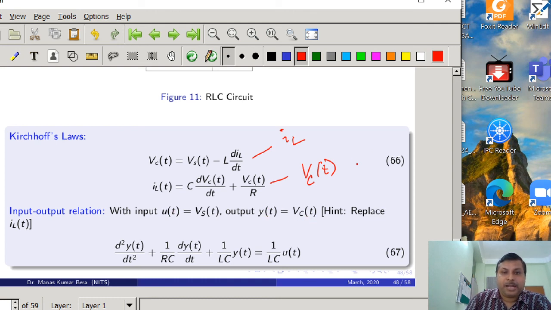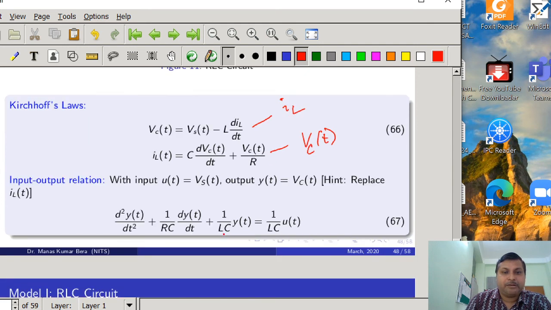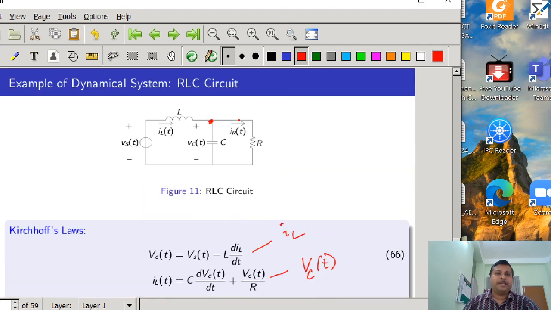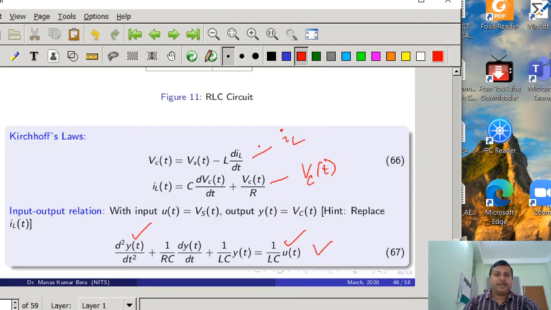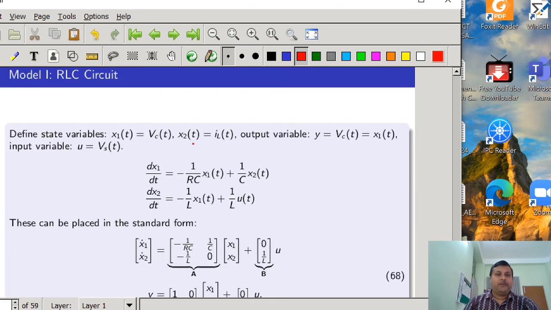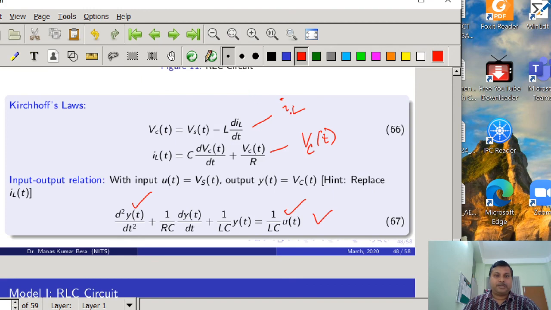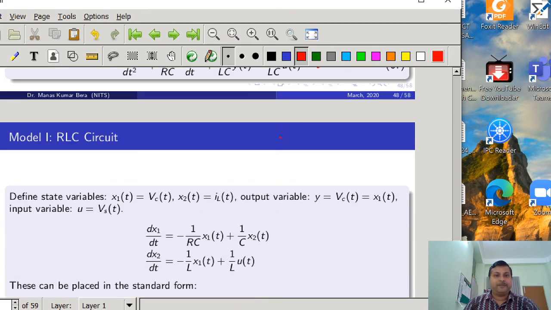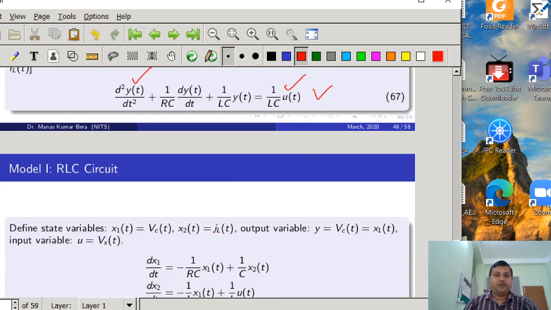So once it is defined with these two equations, we can write the second order differential equation, which is describing the dynamics of the system and which is only related with y(t) and u(t), that is the output and input of the system. Now suppose we want to represent this circuit in the state space, then what could be the representation? First model I am showing, where our first choice is that IL(t) and VC(t) are the state variables. So x1(t) equal to VC(t) we have taken, and x2(t) is equal to IL(t).